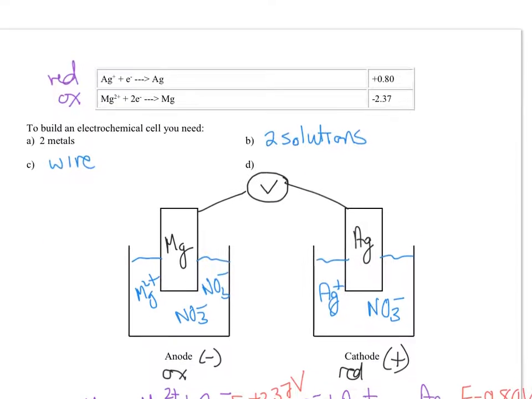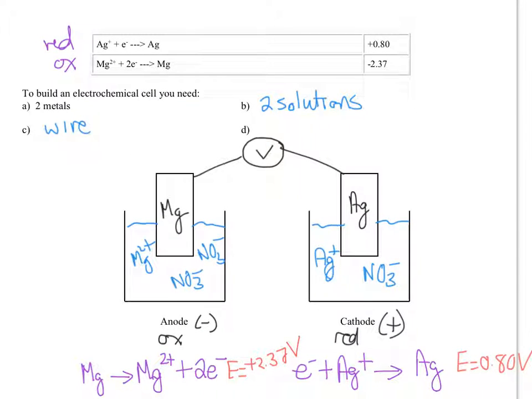So again, you just use what's on your table here. If it's reduction, you write the reaction as is, and you write the voltage as is. If it's oxidation, you flip the reaction, and you also flip the voltage, or their potential. So what does all this mean?